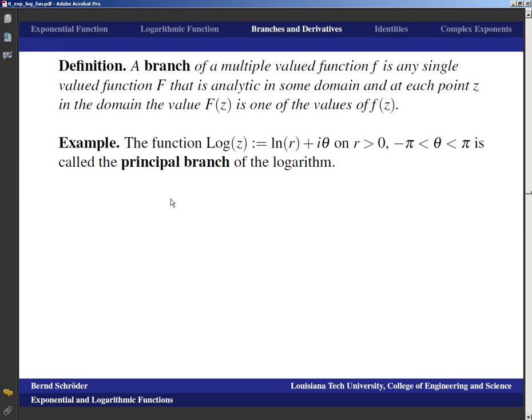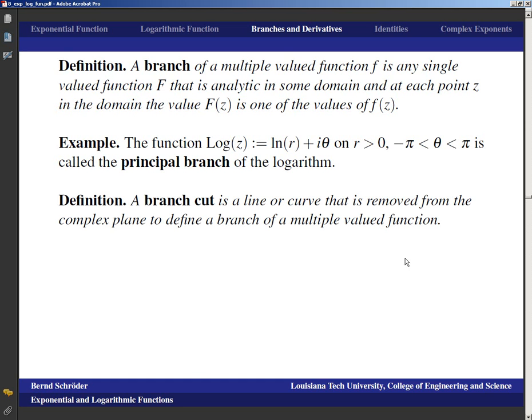Okay, as an example, the principal branch of the logarithm on the set where r is greater than 0 and negative pi is smaller than theta is smaller than pi, that is the principal branch of the logarithm, and the terminology is consistent. The principal branch is a branch of the logarithm. A branch cut, and that's something that we're going to have to deal with whenever we have these kinds of multiple valued functions, is a line or a curve that we remove from the complex plane so that we can define a branch of a multiple valued function.